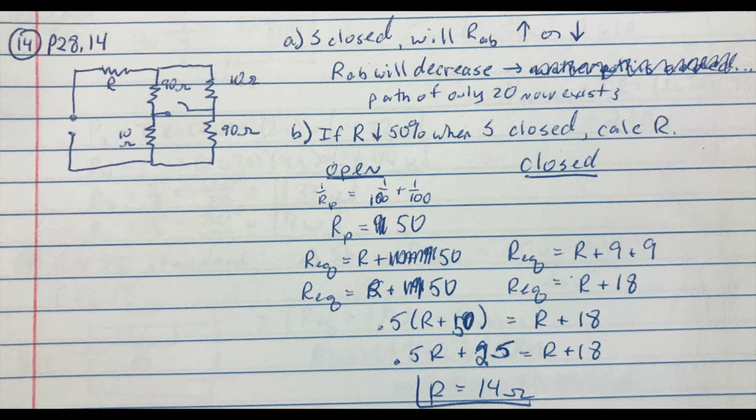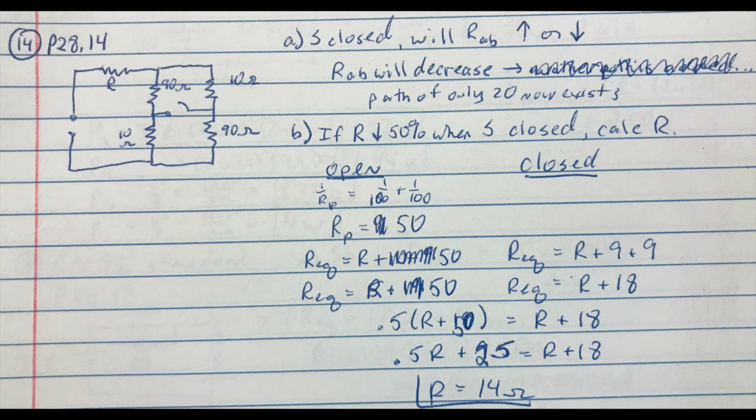Now in part B, you're assuming that the equivalent resistance is decreased by 50%, and you want to calculate the value of the unknown resistance R. To do that, set up an equation for the open and an equation for the closed. When it's open, you have 100 and 100 in parallel, and it's the inverse equation. So our parallel is 50 ohms. When it's closed, you have to do each of the 90 and 10s that are in parallel.